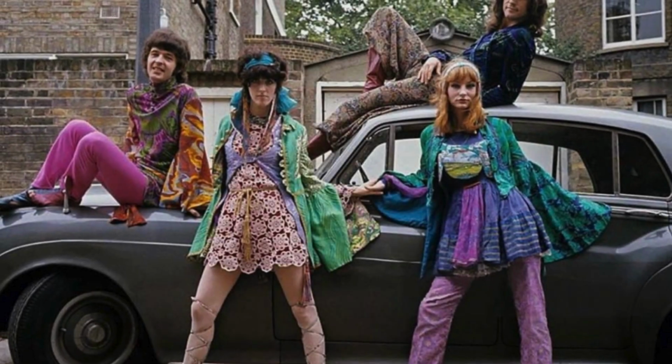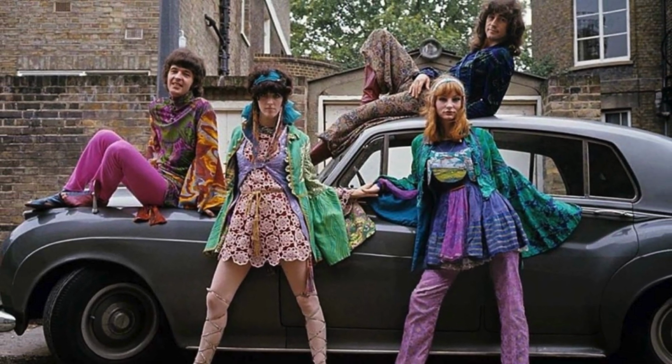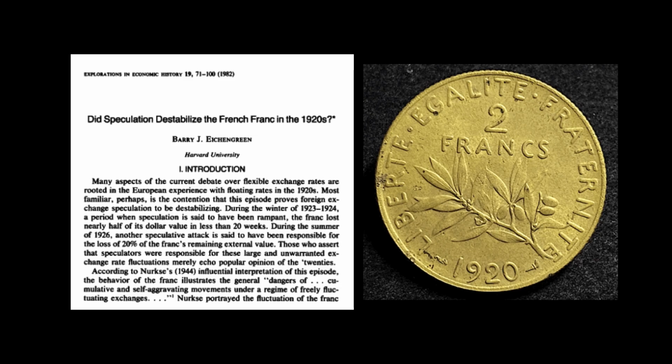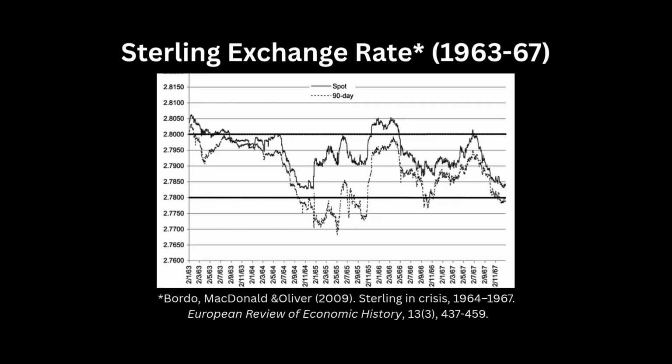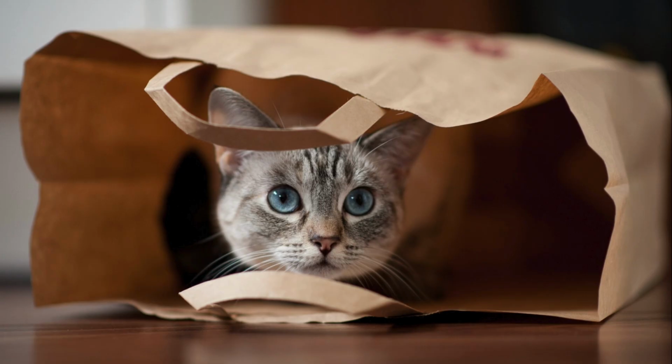Was the 1967 speculative attack on sterling the first one in history? It was not. The French franc behaved wildly in the 1920s. But we may state that the 1967 sterling devaluation was perhaps the first widely publicized case in the post-war period. After this, the cat was out of the bag.